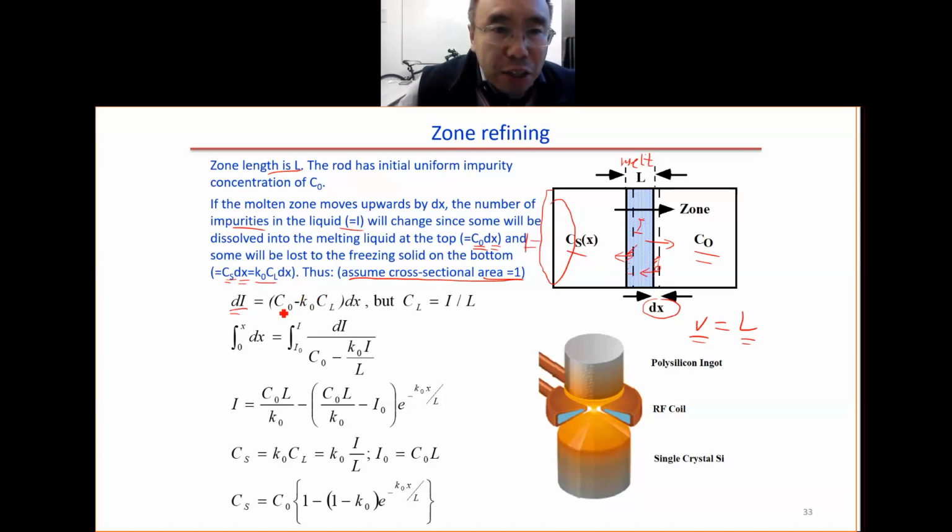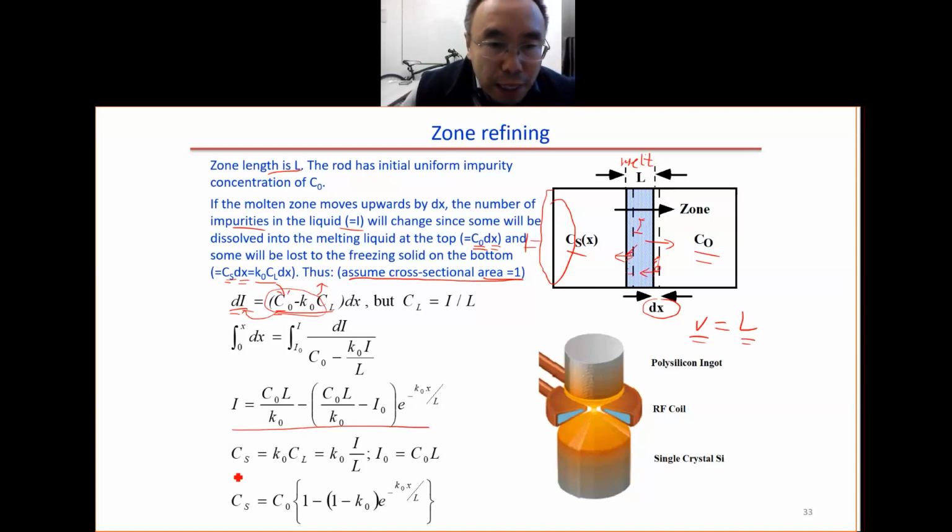Then dI equals how much gets in, C0 dx, minus how much gets out, Cs dx. Then we move the dx to the left, and we move this part to the left. So we have the integral from 0 to x of dx equals the integral from I0 to I of dI divided by C0 minus k0 I over L. This one can be solved, and in the end we get this formula here.